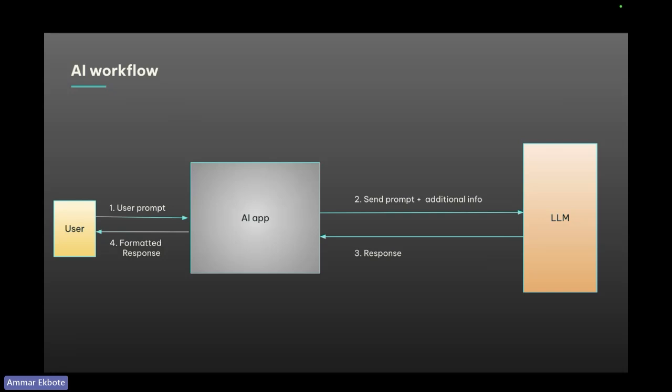A typical workflow would be that a user is interacting with the AI app with a user prompt. The AI app takes the user prompt and massages it into useful information. It might add some additional information and send it to the LLM. The LLM then processes this prompt and the additional information sent by the AI app, and sends a response back to the AI app. The AI app would then probably format the response and respond back to the user. Or if it's an IDE, it might make changes to the code in our case.